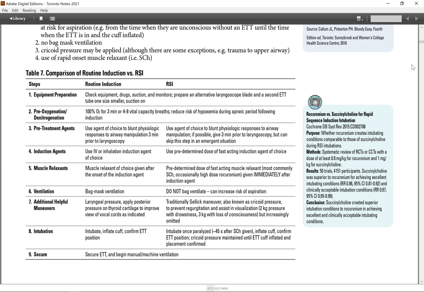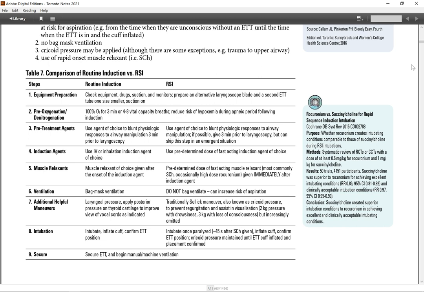Step number 8, intubation. Routine induction, intubate, inflate cuff, confirm ETT position. RSI, intubate once paralyzed, 45 seconds after SCH given, inflate cuff, confirm ETT position. Cricoid pressure maintained until ETT cuff inflated and placement confirmed.